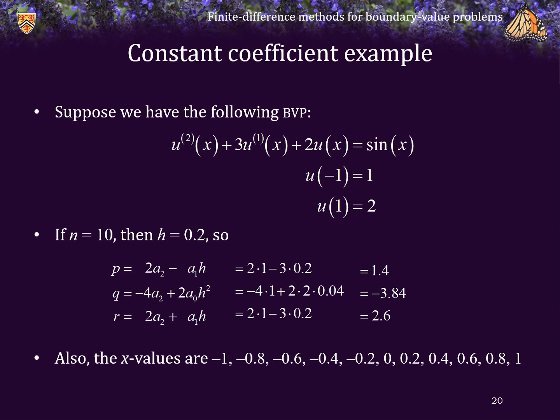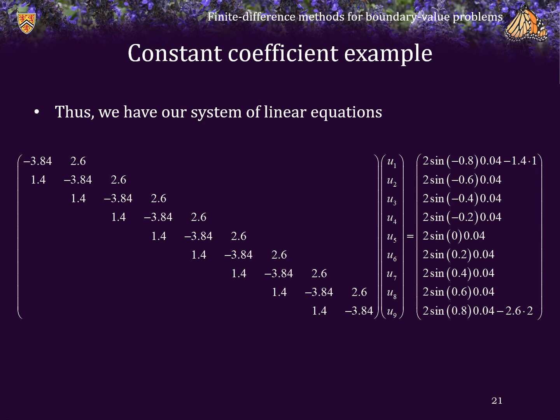Also, the x values are -1 through 1 by increments of 0.2. So -1, -0.8, -0.6, and so on and so forth up until x equals 1, the right-hand boundary point. Thus, we have our system of linear equations where we are approximating the value of the solution at x1 through xn-1, in this case x1 through x9. And of course, the approximations are the values u1 through u9, which we will attempt to find.